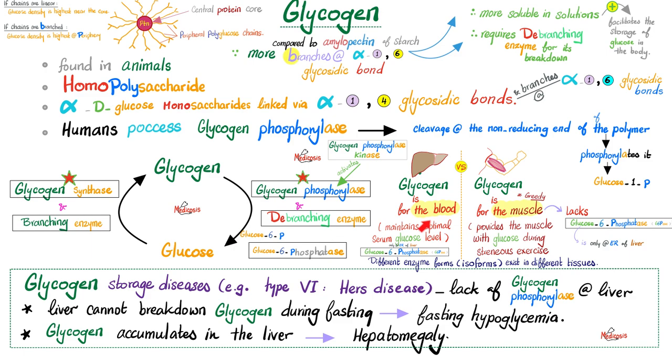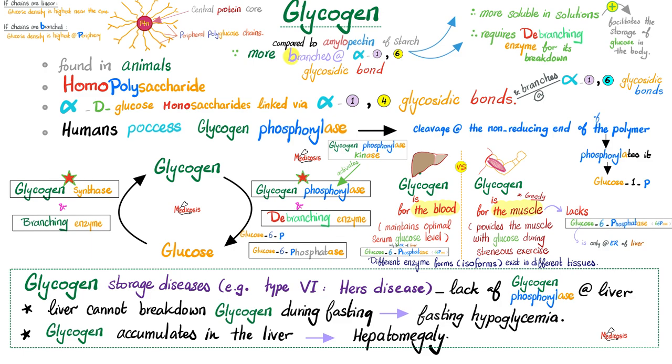Greedy. And that's why in type 1 glycogen storage disease, Von Gierke's, the patient suffers from what? Fasting hypoglycemia. Because now the liver lacks this enzyme and cannot provide us with glucose for the blood. So during fasting, the patient suffers from low glucose in the blood.